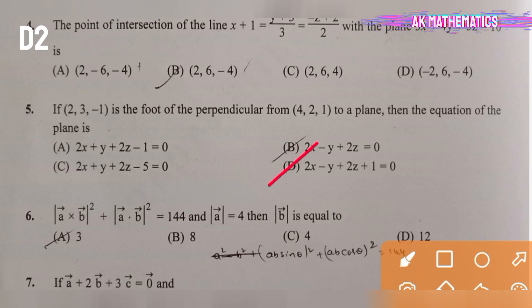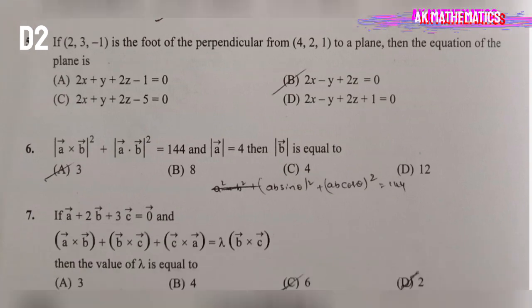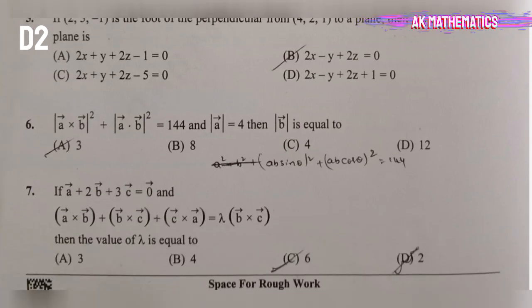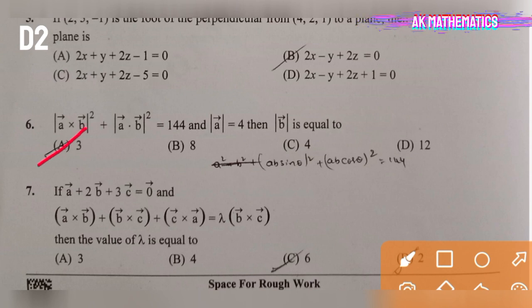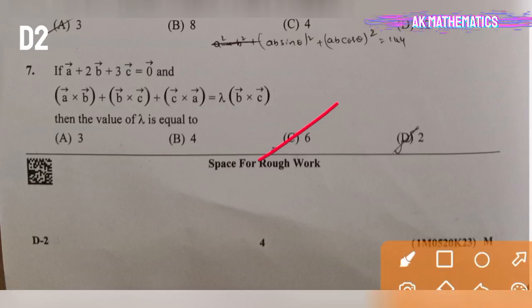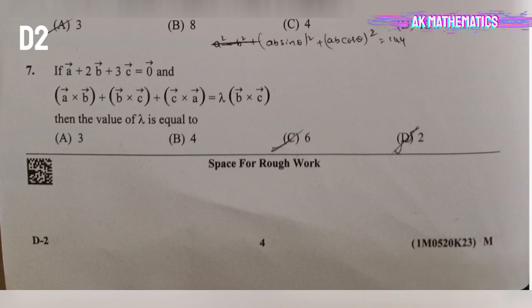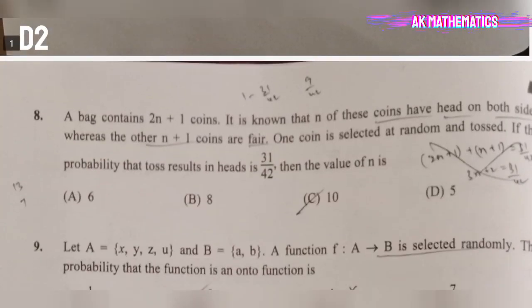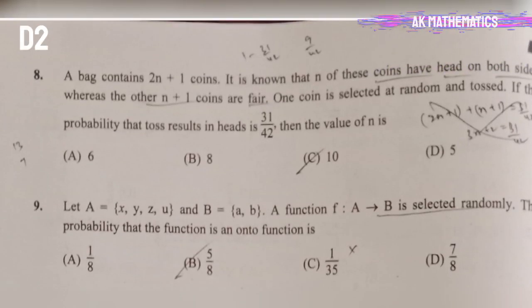Similarly, the sixth one is option A. The seventh one is option C. Sorry, it's not option C, it's option A. It's option A. Similarly, now let's move to the next question. The eighth one: the answer is option C.